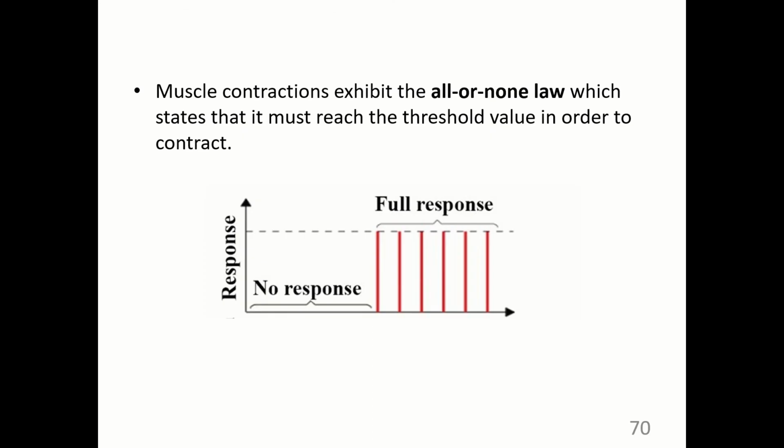Muscle contractions exhibit the all or none law, which states that it must reach the threshold value in order to contract. So remember, that's the threshold value of -65 millivolts. This dotted line indicates the threshold value. So if our stimulus is under the threshold value, there will be no response.